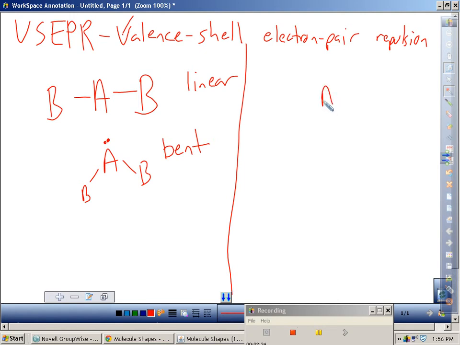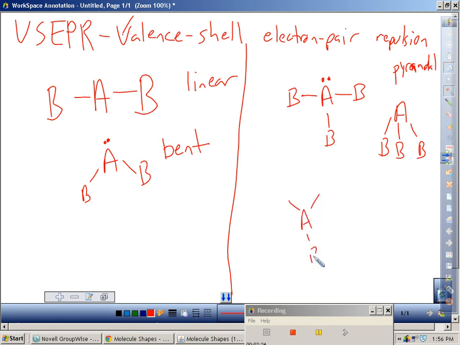For 4 atoms, I'm looking here. If there's an unshared pair, these electrons repel these atoms here, and we say this is pyramidal. If there's no electrons there, then we say it's planar.